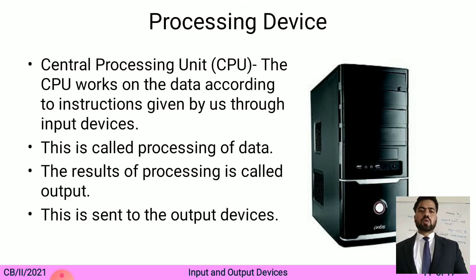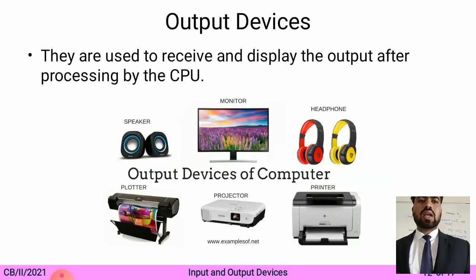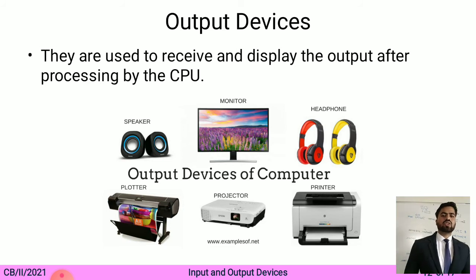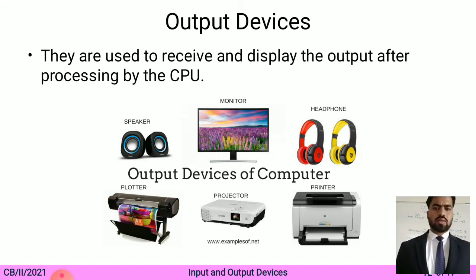The result of processing is called output, and this is sent to the output devices at the same time. Next part, output devices. They are used to receive and display the output after processing by the CPU. Whatever gets processed by our CPU, it is required to show in the form of output, either from speakers, monitors, printers, projectors, and so on.